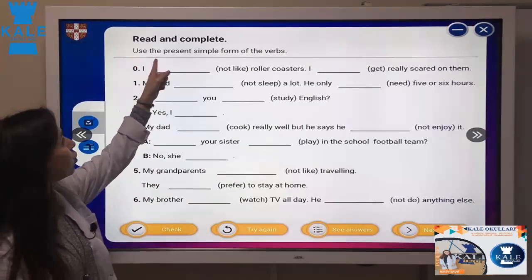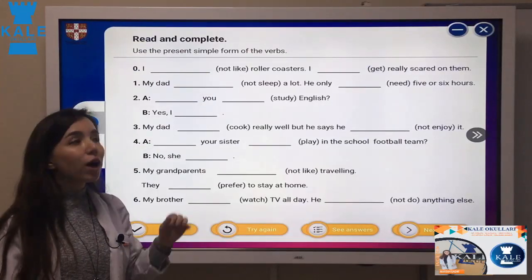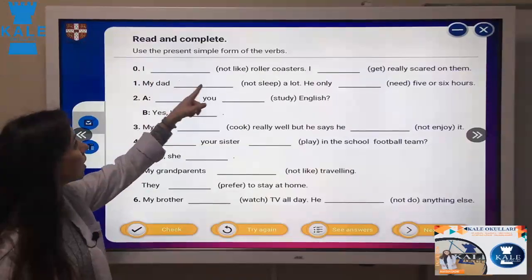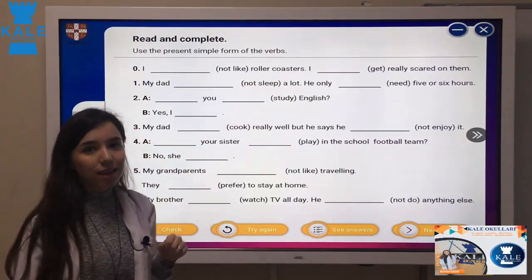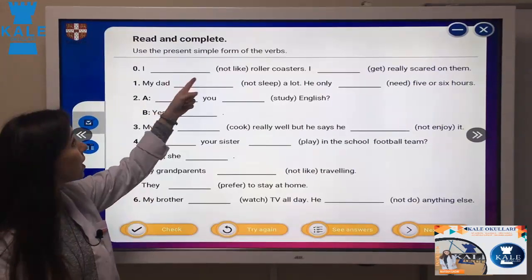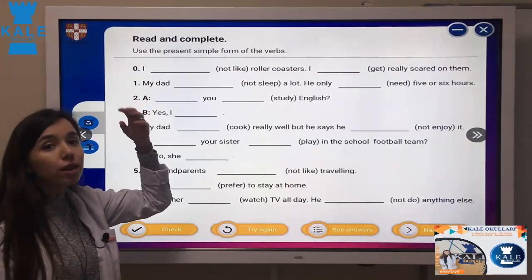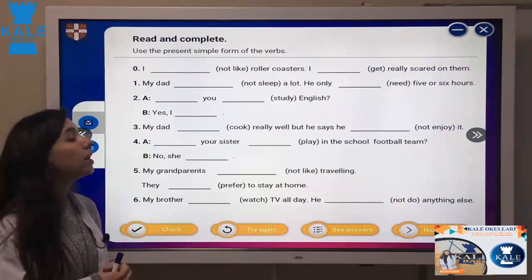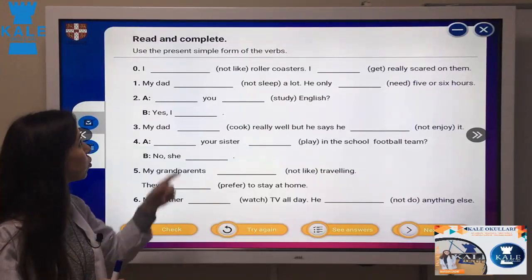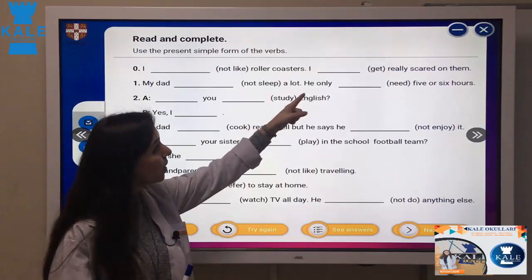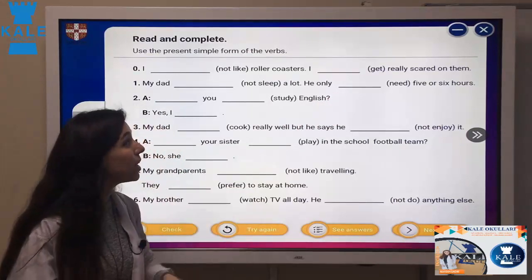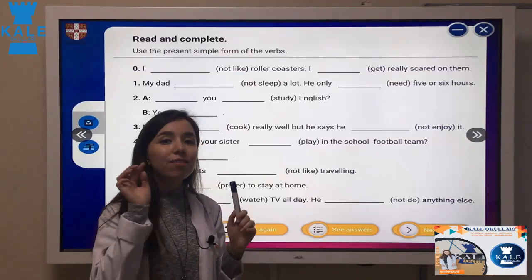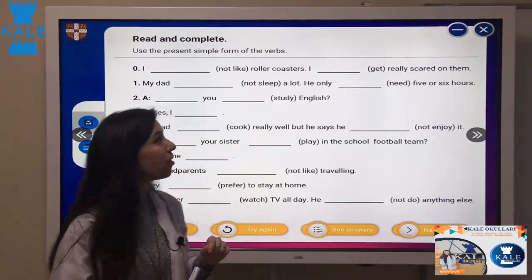Look at here. Use the present simple form of the verb. As I told you, here is just for present simple. We are going to use it. I, not like roller coasters. Yes. Here what are we going to use? I told you, for negative form we use don't: I, you, we, they, don't plus verb. For he, she, it, we use doesn't plus verb. So, I don't like roller coasters. I get really scared on them. Yes, we use the simple form of the verb because I is not going to have any S or ES, just the simple form of it.